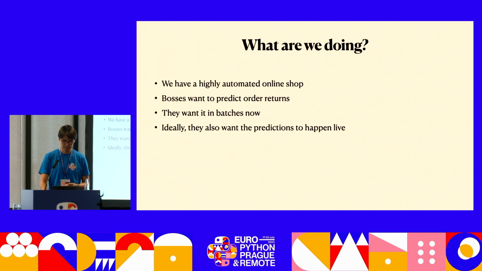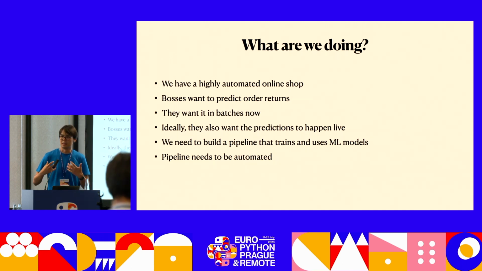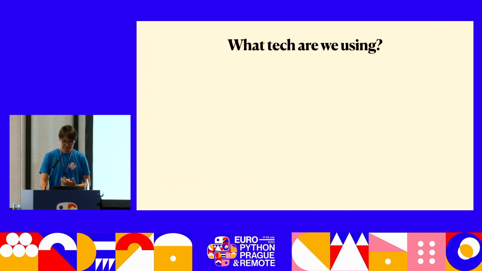So that even before the user clicks order, they know whether this order is likely to be returned or not. Because we are in an automated shop, we need to build a pipeline that trains ML models and uses ML models. And ideally, it's an automated pipeline. So we don't want to sit and train it by hand every day. Ideally, we have an automated system that's training and then choosing models and then deploying them and using them. And everything is automated, so all we have to do is press a button and monitor from time to time.